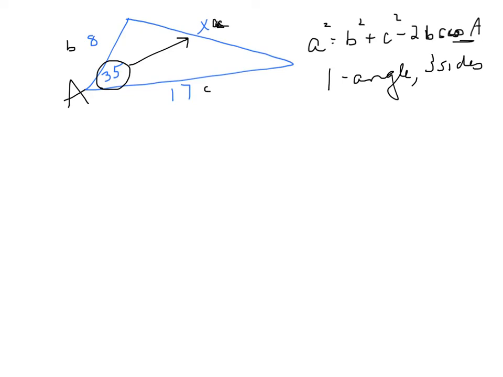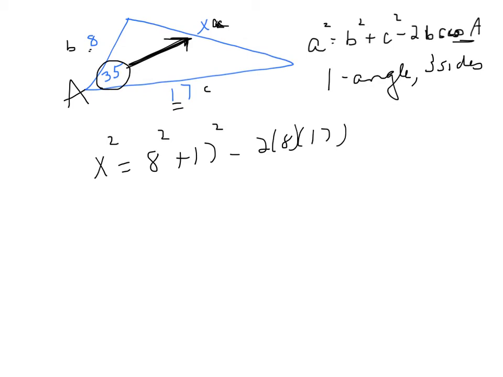Okay, so when I plug it in, I know that I start with the side opposite the angle that I have, which is 35 degrees. So this is going to start out x squared equals. Then my two sides, 8 and 17, go in next. Either order, doesn't matter. 8 squared plus 17 squared minus 2 times 8 times 17. So again, what you see, the B and the C, you're going to see them again here.